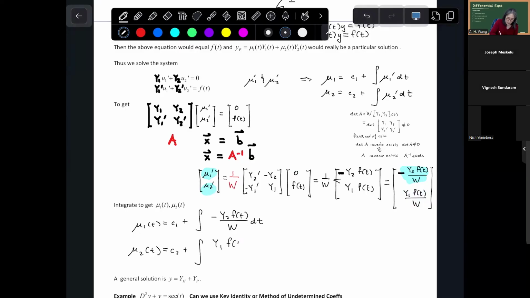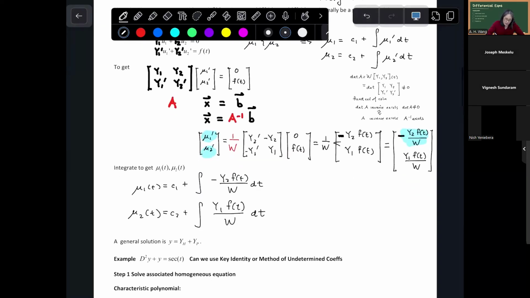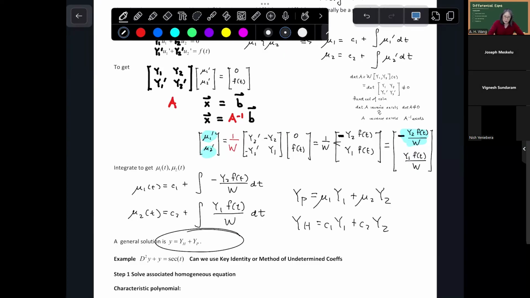Y1 f of t w dt. Okay. And there you go. And then this is going to be your particular solution: mu1 y1 plus mu2 y2. Remember your homogeneous solution is c1 y1 plus c2 y2, and then that's your general solution. Okay, let's go ahead and do an example.